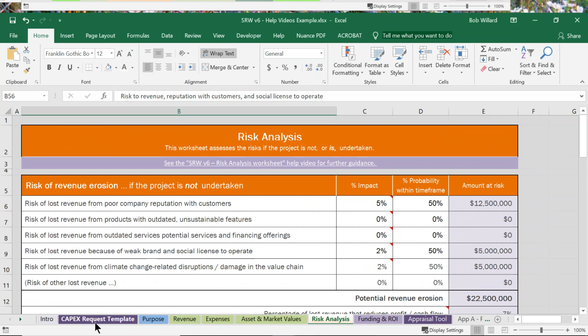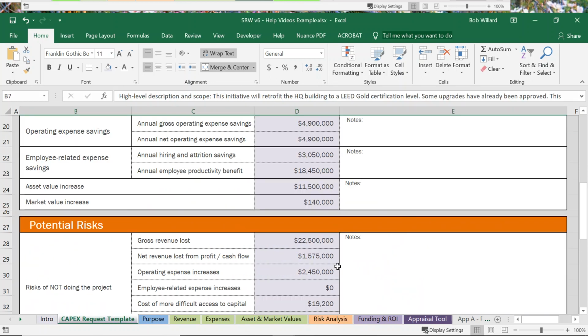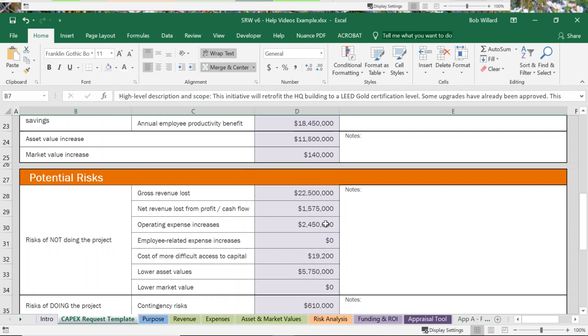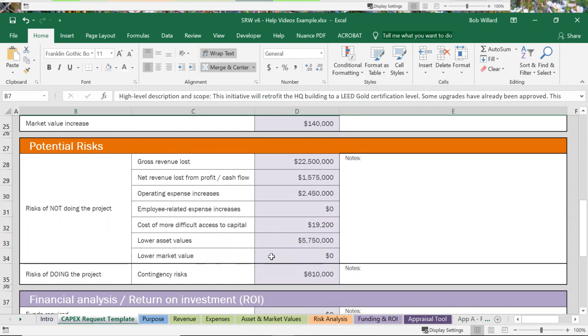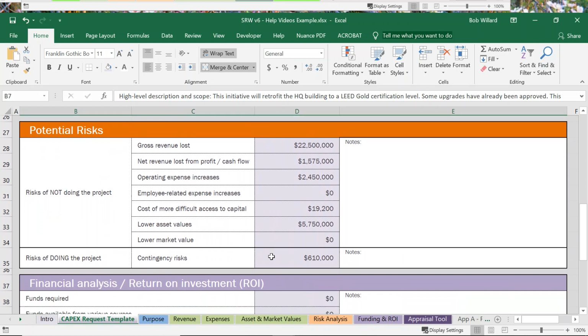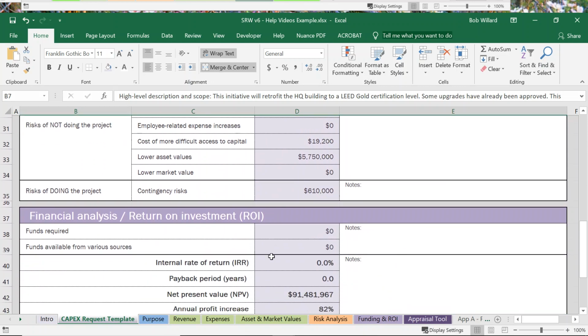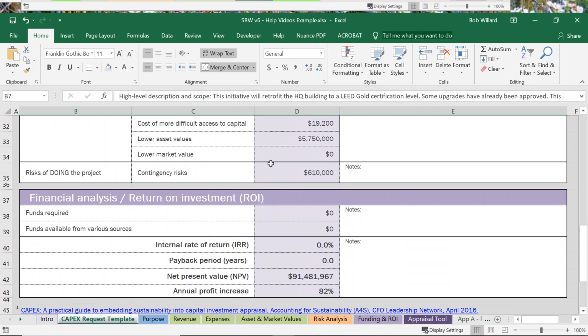As before, all of the results that we have put into this worksheet are summarized and copied into the CapEx request template, and this now reflects some of the highlighted numbers that we had in that other worksheet, both the risks of doing the project and the risks of not doing the project. And now it's time to take a look at the financial analysis and the ROI calculations that'll be based on that.